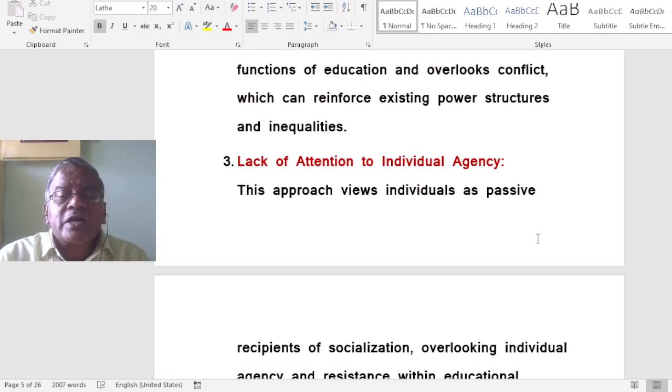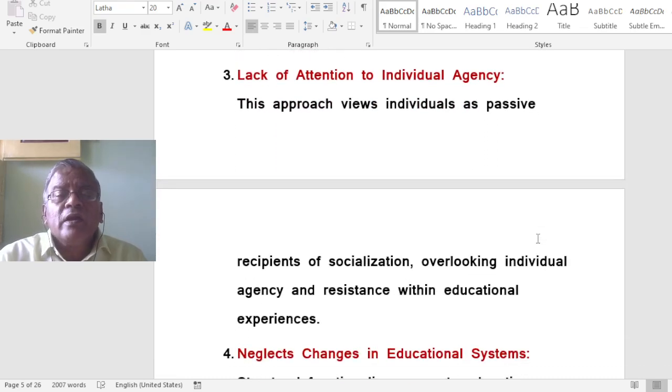Third one, lack of attention to individual agency. This approach views individuals as passive recipients of socialization, overlooking individual agency and resistance within educational experiences. So, lack of attention to individual agency.